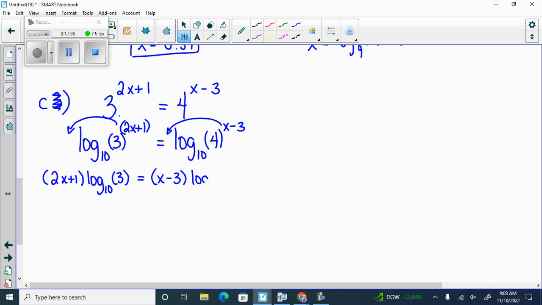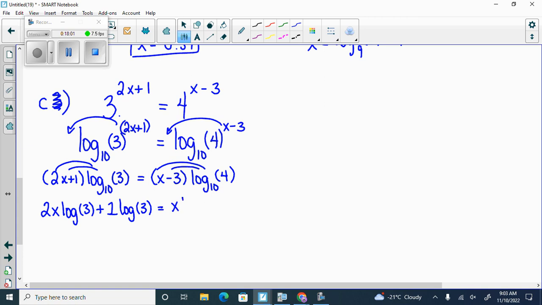What's our next step then? Distribute. And you can drop the base 10 off if you want, if you promise you won't drop that 3 in the spot. So we get 2x log of 3 plus 1 log of 3 equals x log 4 minus 3 log 4.